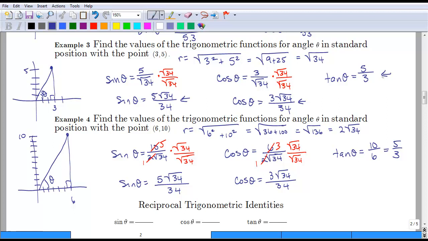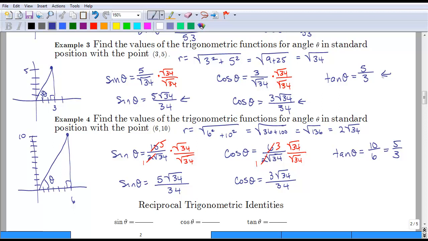And if you remember, we talked about similar triangles in the last chapter, and these two triangles are similar. If you multiply the x value by 2 and the y value by 2 and the radius by 2, we end up with the second triangle that's in example 4.